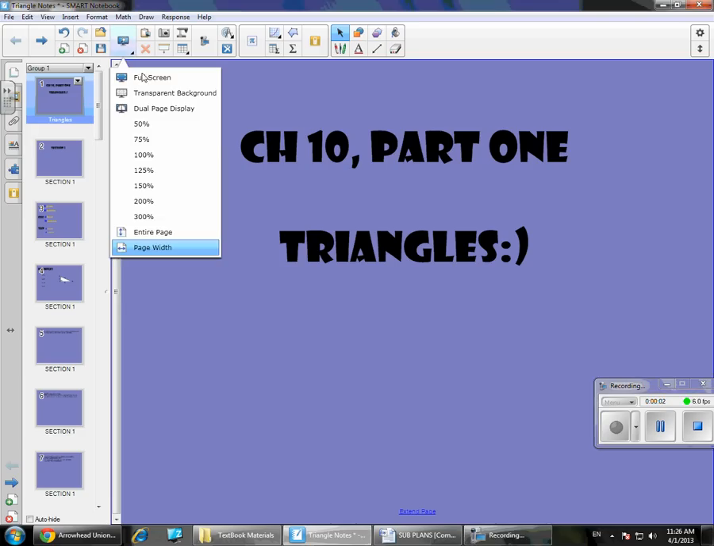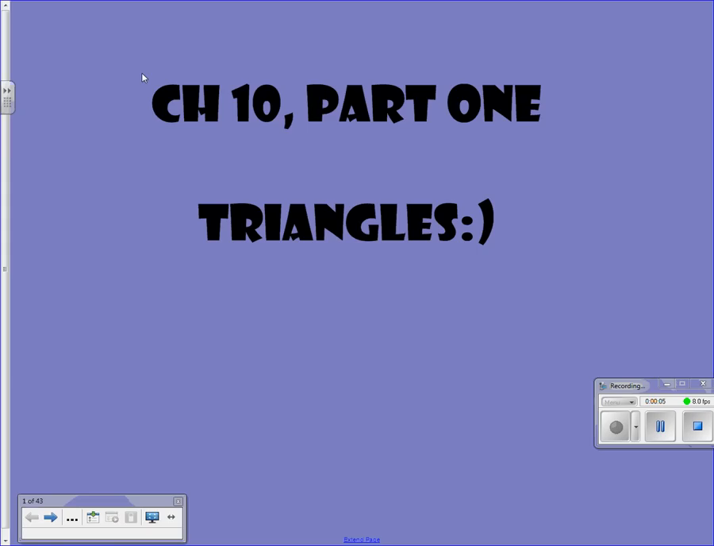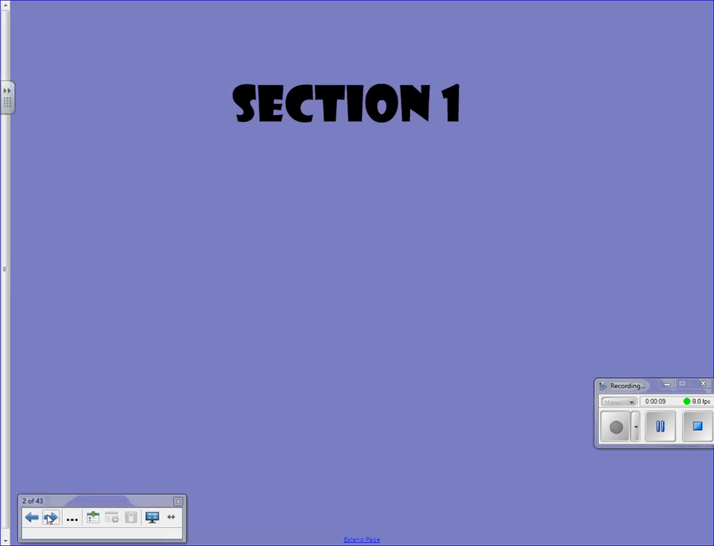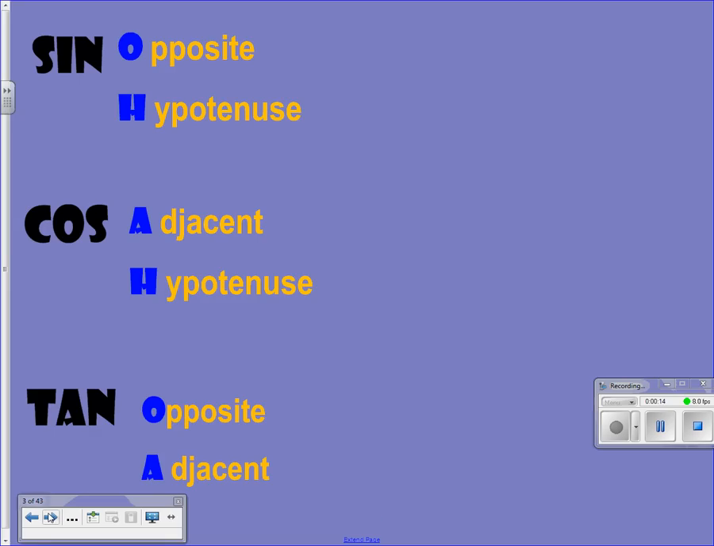Chapter 10 is going to be set up into two different sections. The first one is going to deal all with triangles. So we're going to deal with triangles this week. Hopefully today, section 1 is a little bit of review because basically today is just SOHCAHTOA.